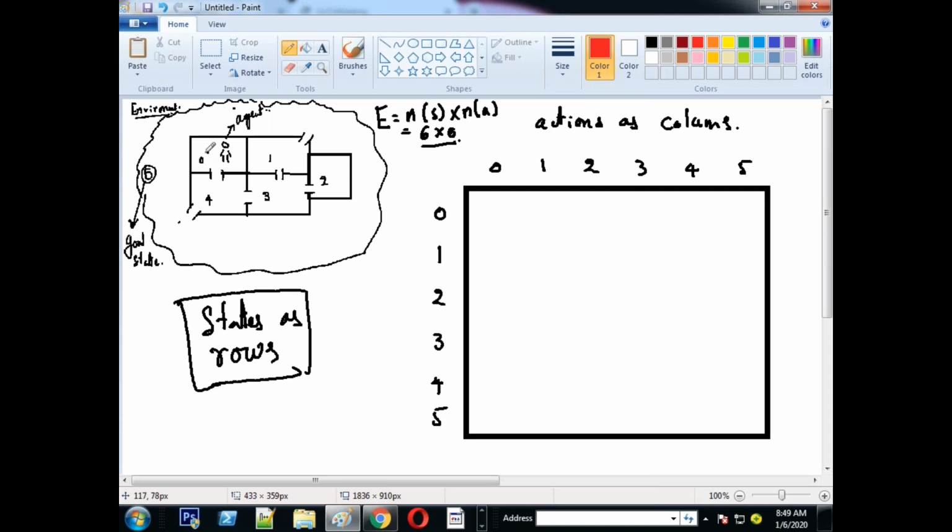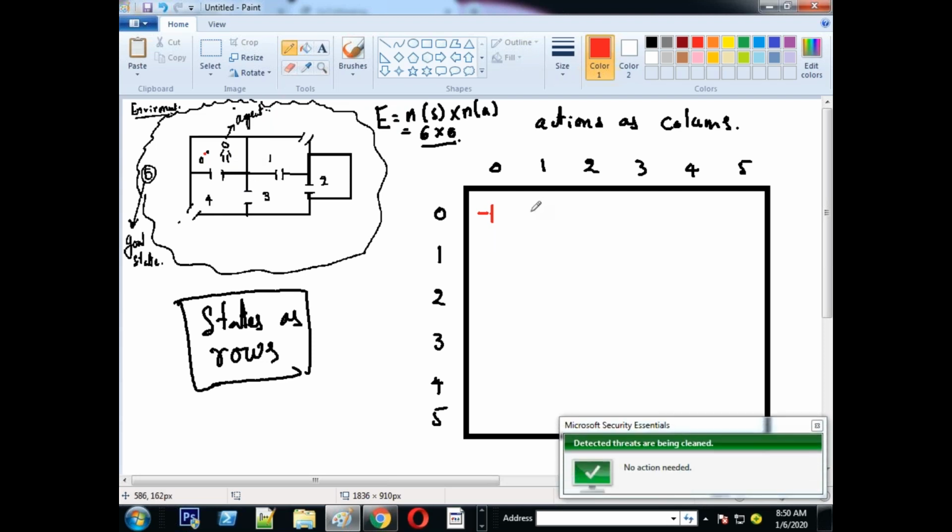Think that now you are in room number 0, sir. I am asking you to go to number 5. For some time you are my agent. I am keeping you in room number 0 and giving a task: go to number 5. But you are in 0. 0 to 0, right action or bad action? Bad action. That's why I am giving minus 1. 0 to 1. You cannot do that. That means no vacancy. Minus 1.